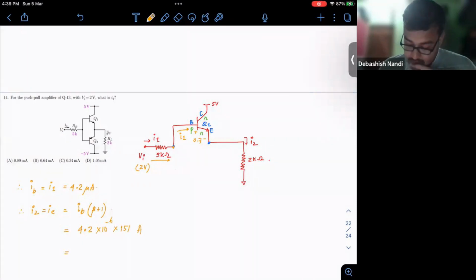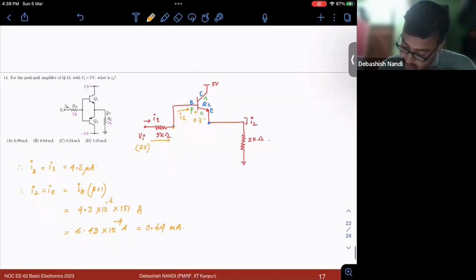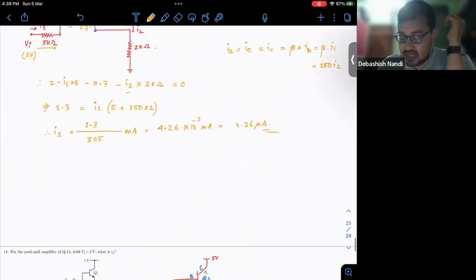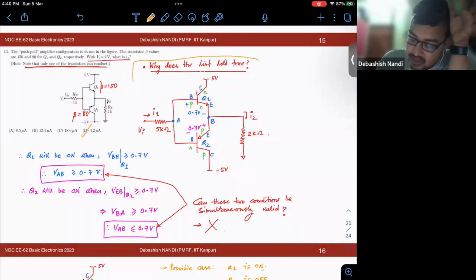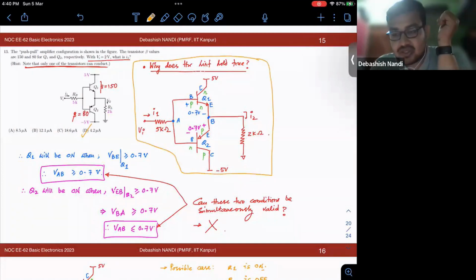This would be 6.43 into 10 raised to minus 4 ampere, equal to 0.64. So your answer would be D. This is a very simple problem, but the trick was the hint. Suppose the hint was not given, then you should have just done this part. In most cases in future, these hints will not be given, so you have to apply logic and find out how to go about this.